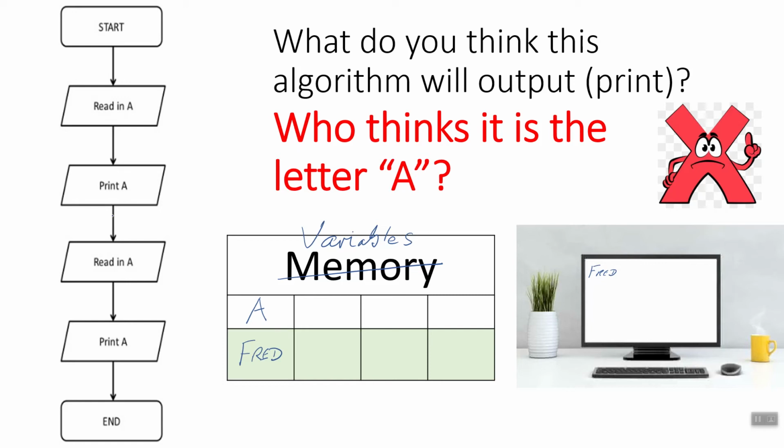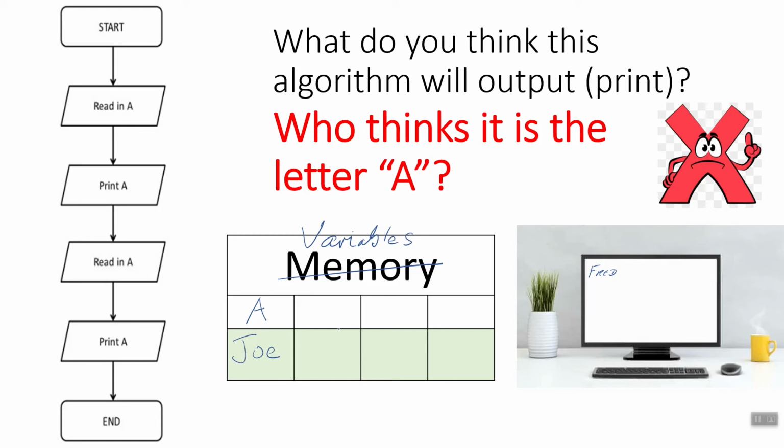Now, when we do the next part of the program, read in A again, what that's asking the user to do is type in something else. So if the user happens to now type in Joe, capital J, small o-e, Joe is going to be stored in that memory location. Now, each memory location can only hold 1 piece of data at a time. So we can't keep FRED in there.